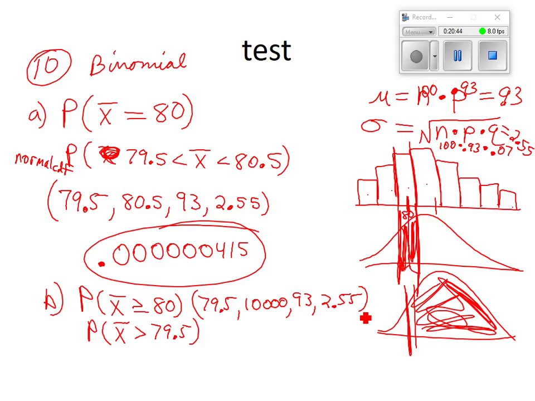Zach, what'd you get for that one? 0.99. What's the next number after it?